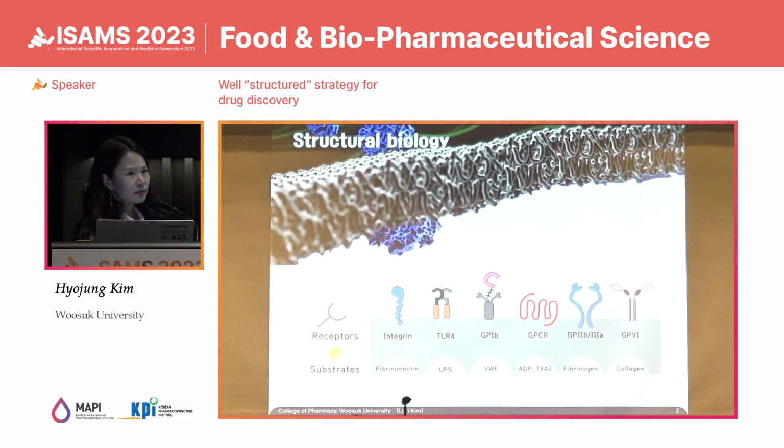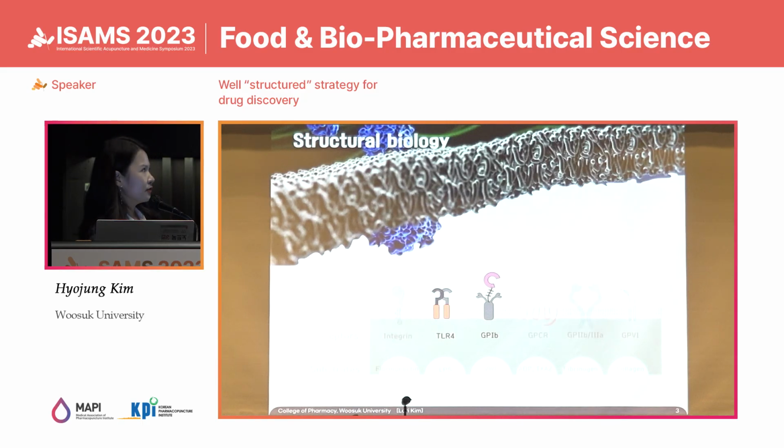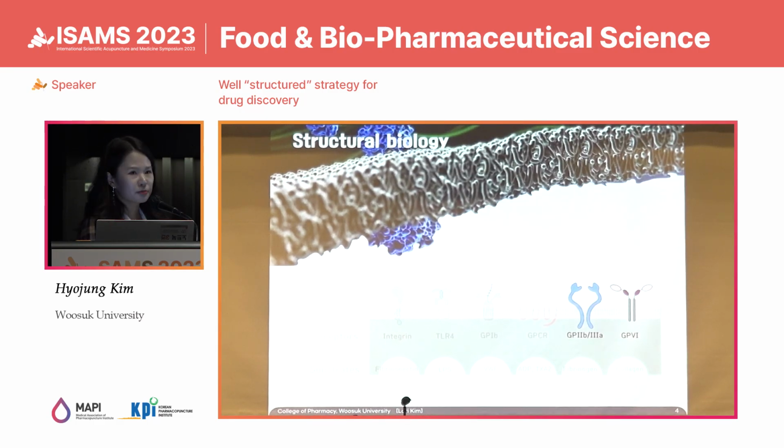Structural biology is my major, and this is a field to study the shape of the protein. Every protein has a different figure, so by studying how they look, we can draw their function. For example, TLR4 and GP1B use their hook to grab their substrate. And GP2B, GP3A or GP6 use their two big arms to embrace their substrates.